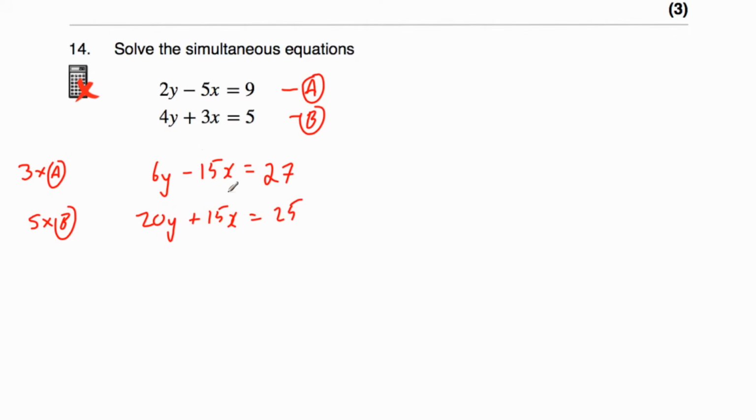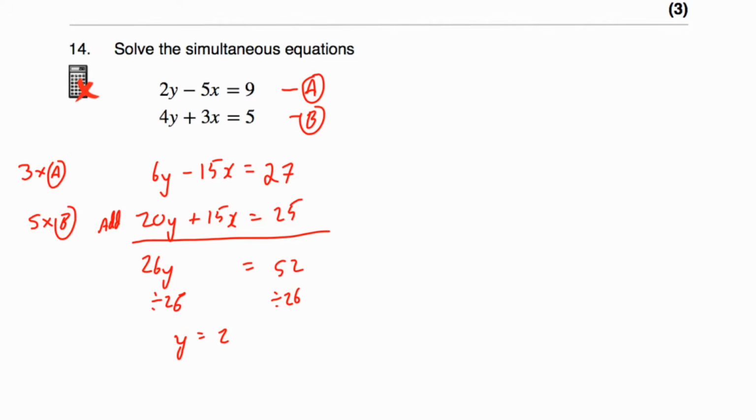So that's great. We've got our minus 15x and our 15x. We can add the two equations together, and that will cancel out our x's. So 6y plus 20y, that's 26y. The minus 15x and the 15x will add together to give us 0, and on the right hand side we've got 27 plus 5, that's going to be equal to 52. So if we divide by 26 and divide by 26, we're going to get that y is equal to 2.